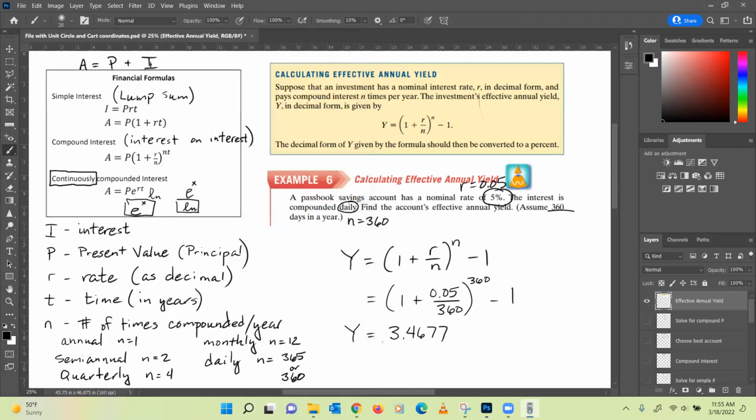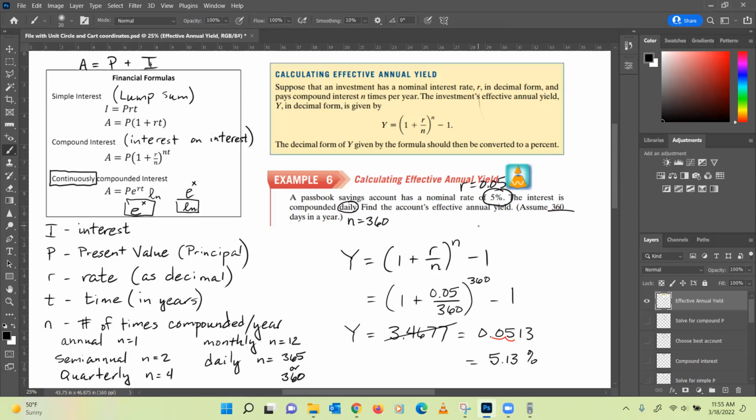0.0513. And now that's a decimal, so to make a percentage out of it, move the decimal over twice, and that equals 5.13%. So if I had a simple interest account that gave me 5.13%, I would get the same amount of interest as I do with this compound interest account that gets 5%. And so now we can compare those with just percentages.